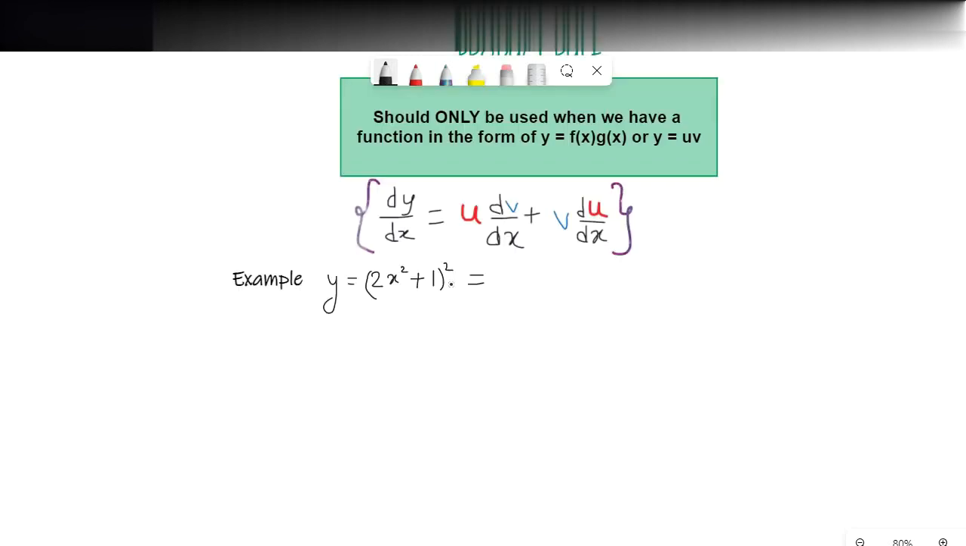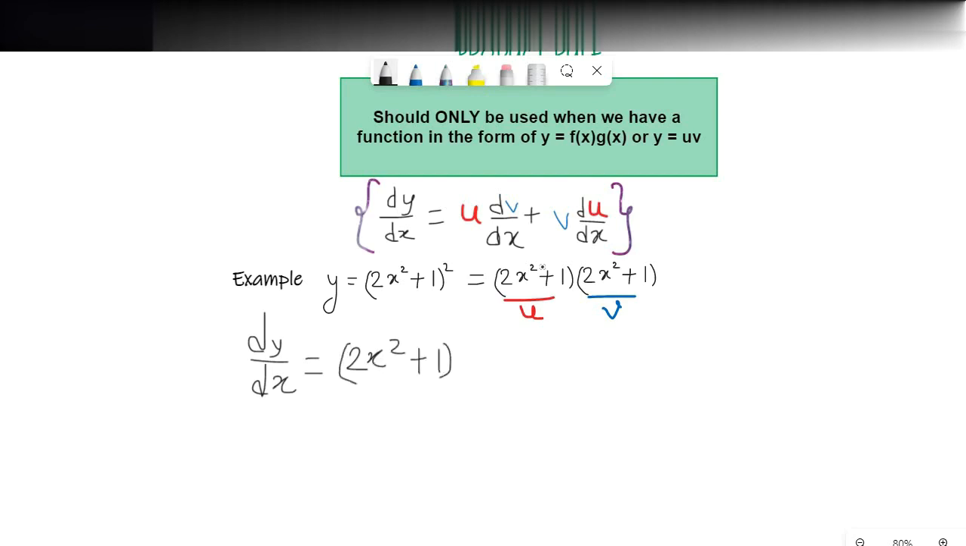Now I can write this as the product of two functions of x, for example 2x squared plus 1 multiplied by 2x squared plus 1. Let's assume that this is u and the other function being v. So applying the formula we get dy by dx is equal to u, which is 2x squared plus 1, multiplied by the derivative of the function v, which is also 2x squared plus 1 here.